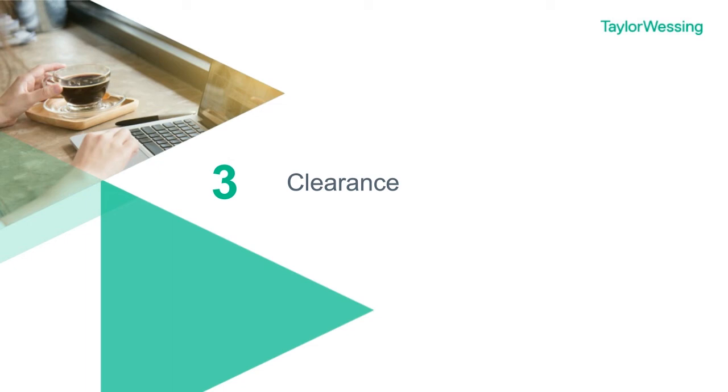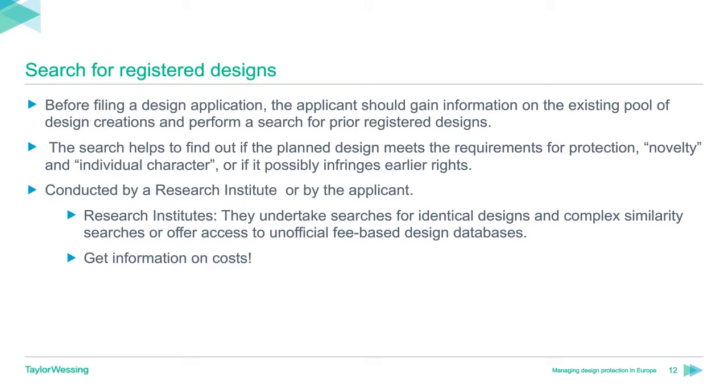Well, clearance, it's an interesting and slightly challenging topic. Before filing a design application, the applicant should gain information on the existing pool of design creations and perform a search for prior registered designs. As Martin said in the beginning, the search helps to find out if the planned design meets the requirements for protection like novelty and individual character. And obviously, through a search, you can see if there are possibly earlier rights that might be infringed. So how can you do such a research?